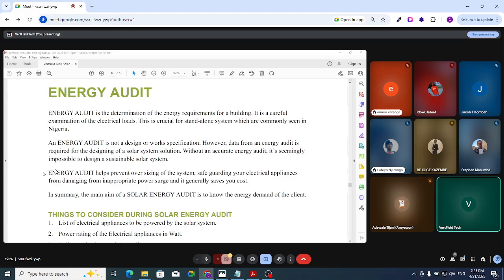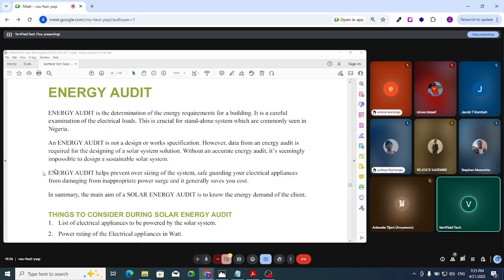Two, provide safety for your system and your home appliances. And three, saves you cost. It is a known fact that when you oversize your system, you are going to incur more costs in setting up your solar power system.